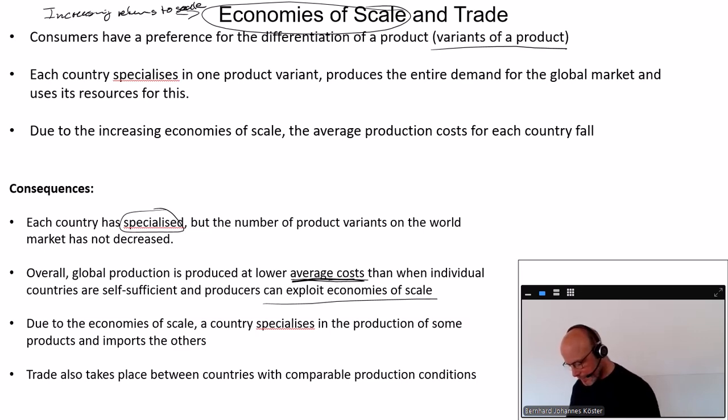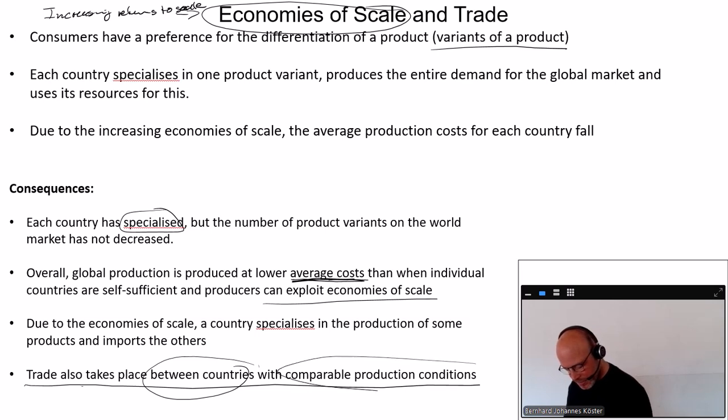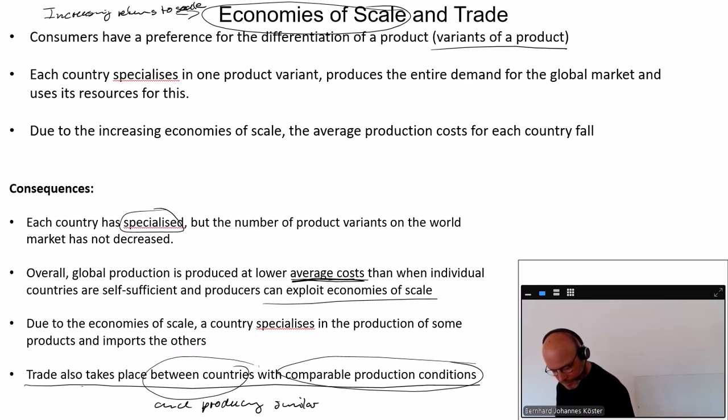In the end, we have qualitatively argued that trade also takes place between countries with comparable production, and that we are producing similar goods, so different variants.